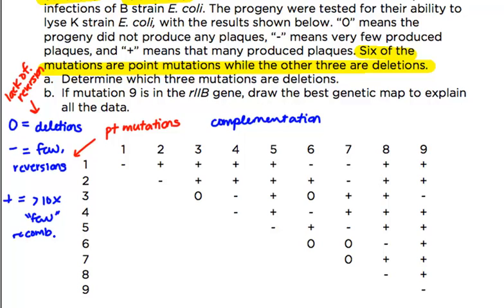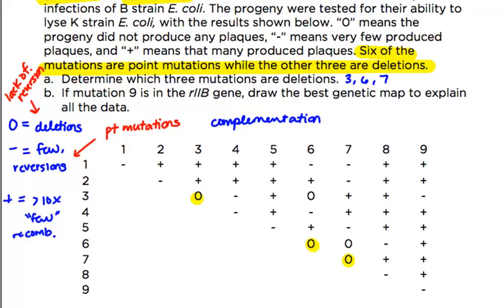The first part of the question asks to determine which 3 mutations are deletions. So we're going to look through, and we see that through complementation, 3, 6, and 7 do not produce any plaques on this E. coli, which means that they did not revert and they did not recombine, and therefore these are our deletions. So the deletions are mutations 3, 6, and 7.